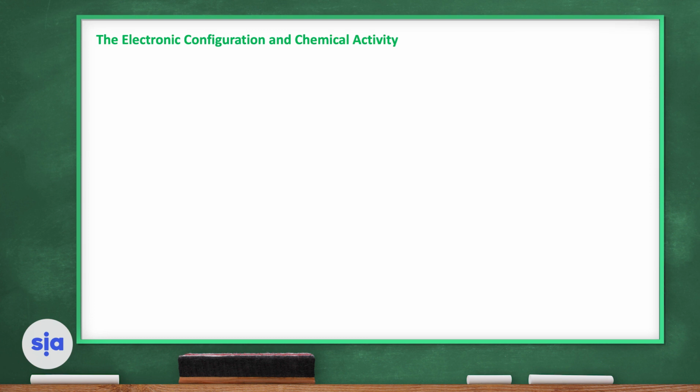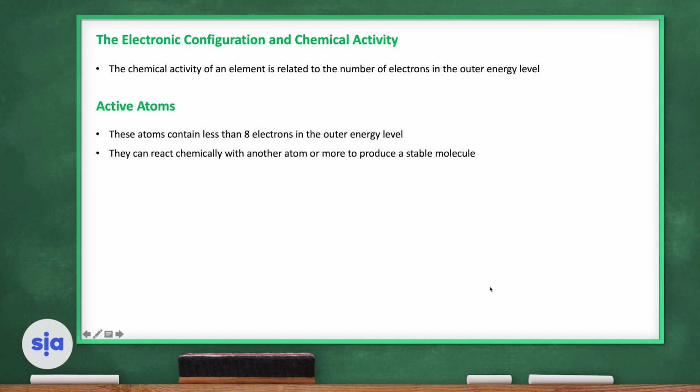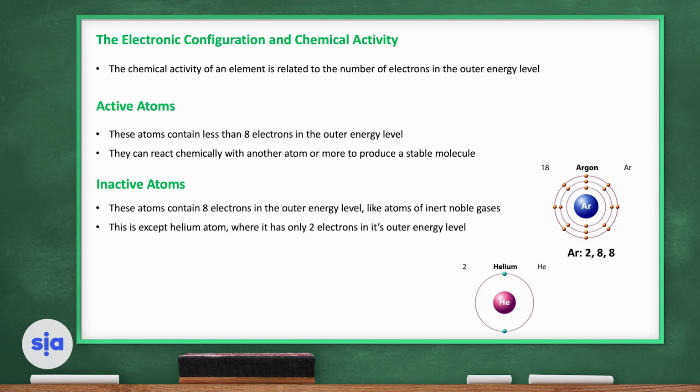The electronic configuration and chemical activity. The chemical activity of an element is related to the number of electrons in the outer energy level. What about active atoms? These atoms contain less than 8 electrons in the outer energy level. They can react chemically with another atom or more to produce a stable molecule. What about inactive atoms? These atoms contain 8 electrons in the outer energy level, like atoms of inert noble gas. And this is except helium, which has only 2 electrons in its outer energy level.